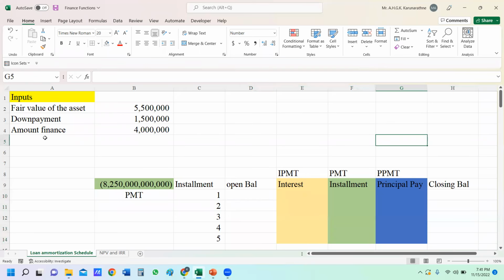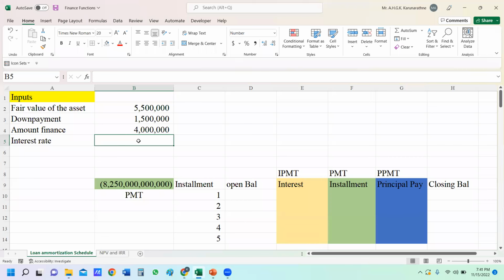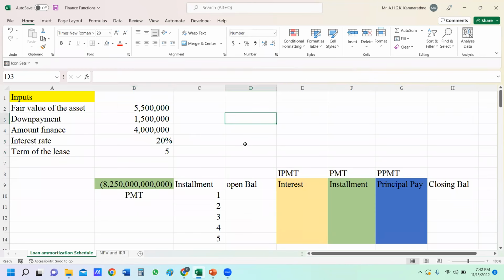Delete. Okay, then the interest rate. We have a 20% interest rate. Anyway, we'll take 20% because it appears in the handout, the material, as 20%. So these are the interest rate and the term of the loan. The term of the lease arrangement is 5 years. Right.